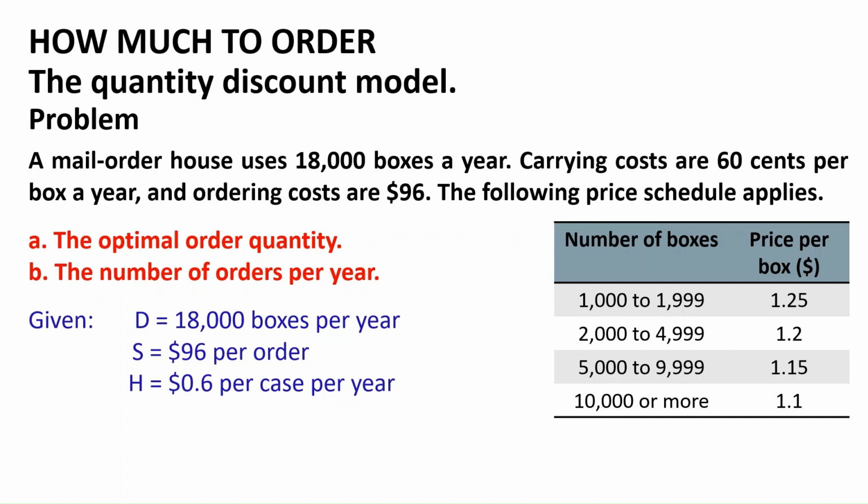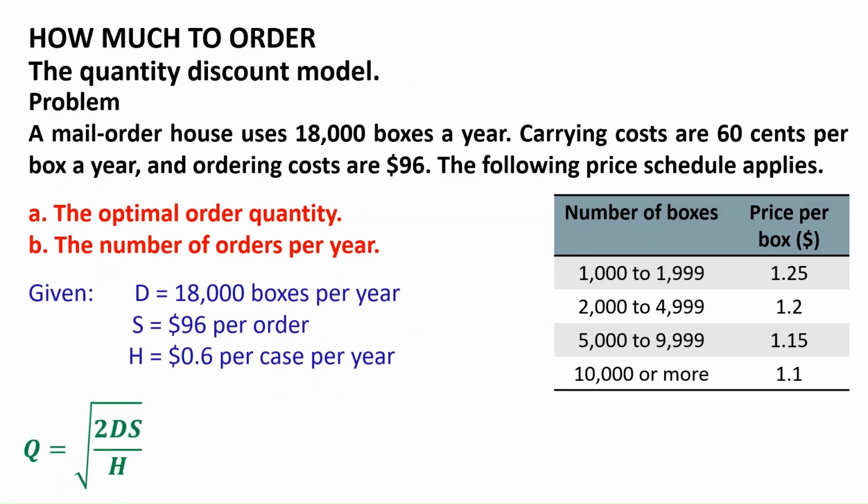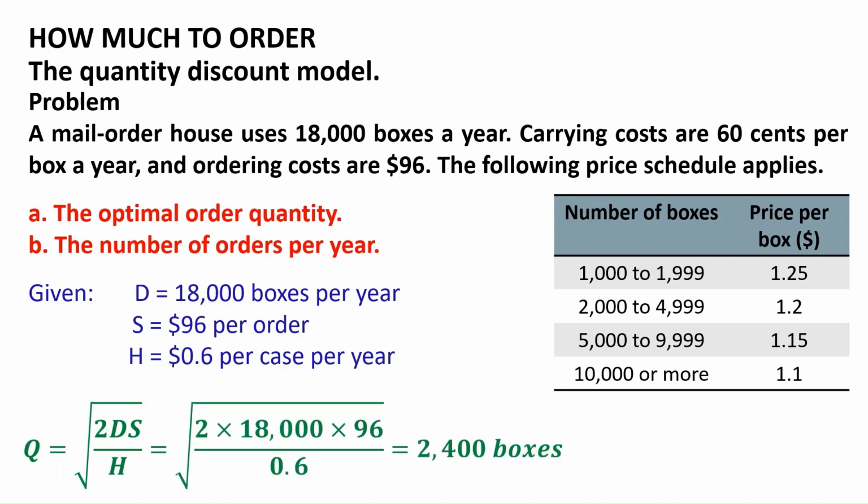The givens are: the demand D equals 18,000 boxes per year, the order cost S equals $96 per order, the carrying cost H equals 60 cents per box per year, and the purchasing price is illustrated in the table. The first step in solving this problem is to find the common minimum Q, which equals the square root of 2 multiplied by D multiplied by S divided by H. Substitute by the given values. Q equals the square root of 2 multiplied by 18,000 multiplied by 96 divided by 0.6 equals 2,400 boxes.